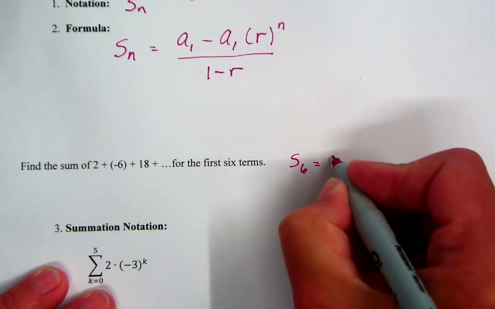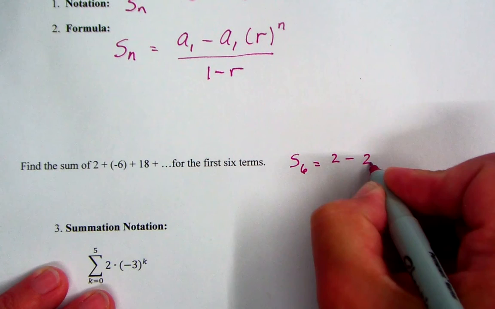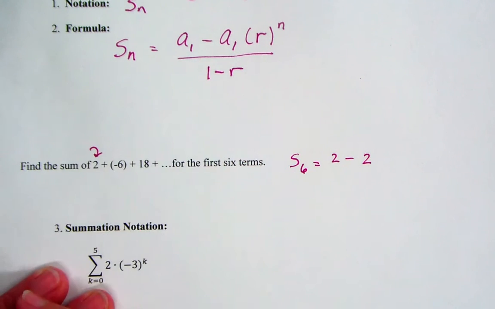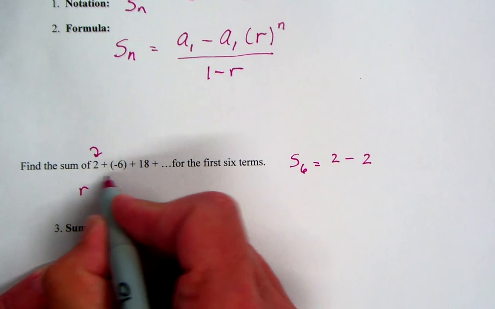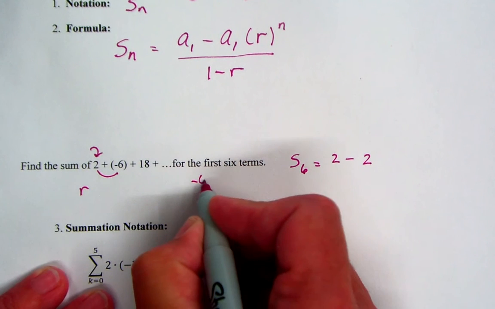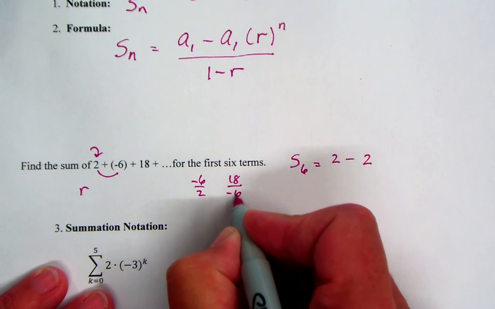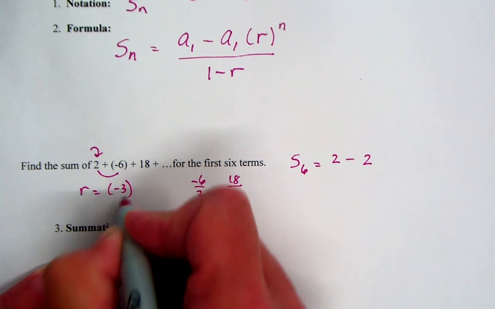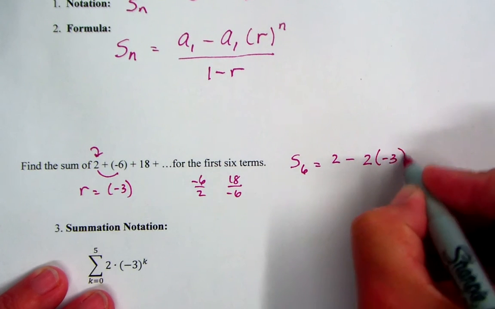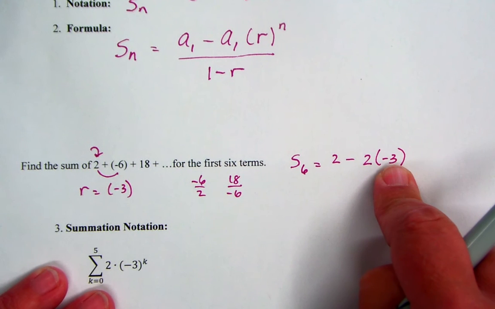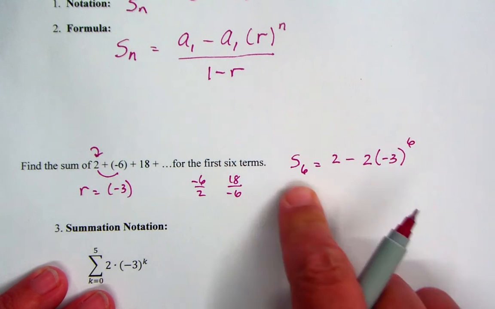So I'm going to sum up the 6 terms. And my first term is 2. So I'm inputting 2 in for a sub 1. Now I need to find r. How did I go from 2 to negative 6? Remember, this was the division of consecutive terms. And if I look at that every time, it looks like r is negative 3. So I'm going to put negative 3 in for the r value. And then I'm going to raise it to the power of n. n is the number of terms, which is 6. So these are the n's.